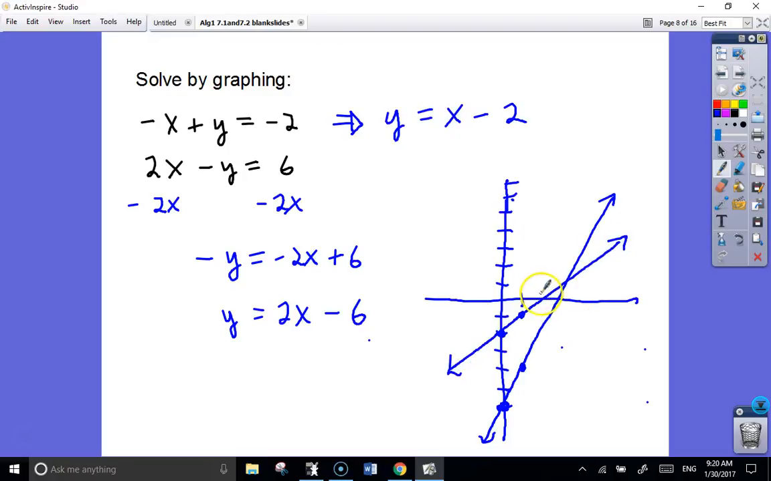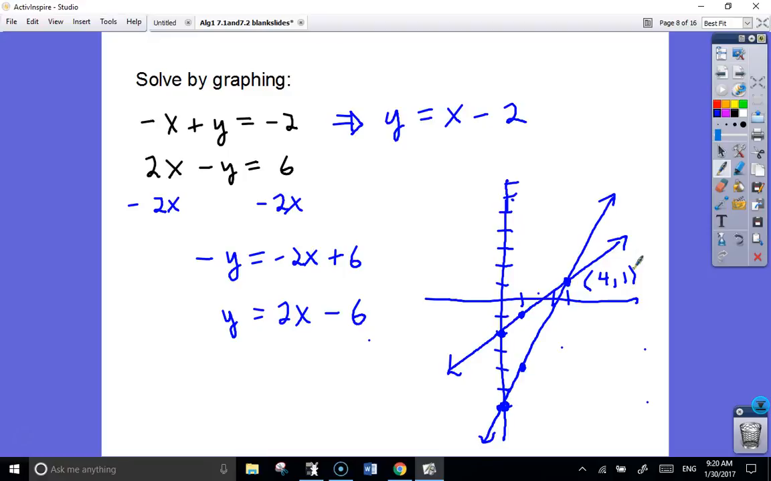Okay, let's see, that would be about 2, 3, 4. So what do you estimate to be that point right there? 4, 1. Okay. So now how can I confirm if that actually is the solution? Plug it into the two equations, right? Go to the original equations just in case you actually solve them incorrectly.